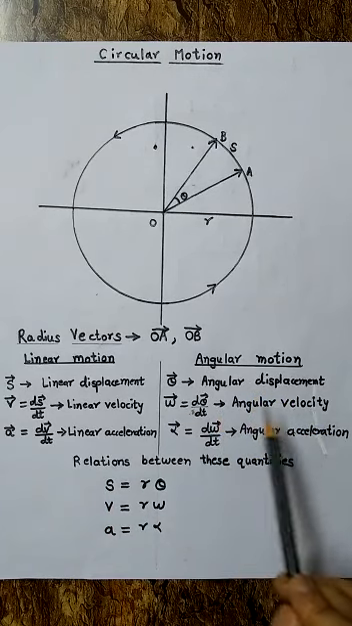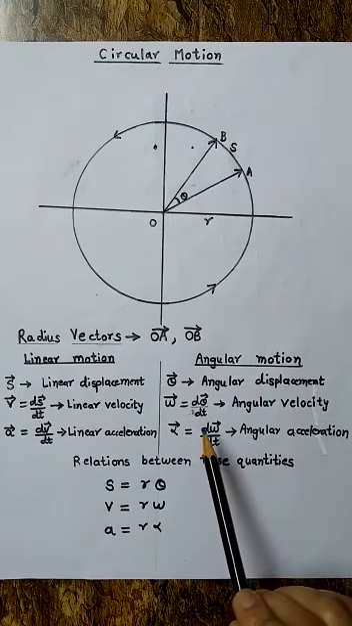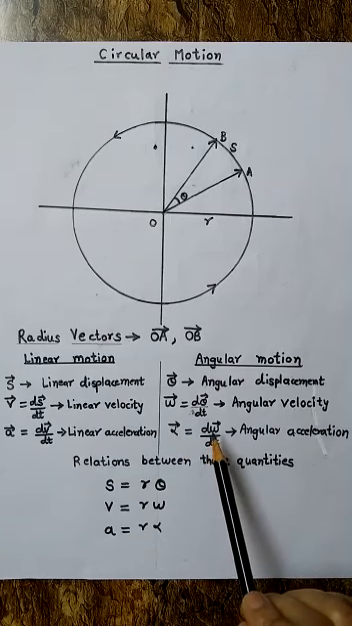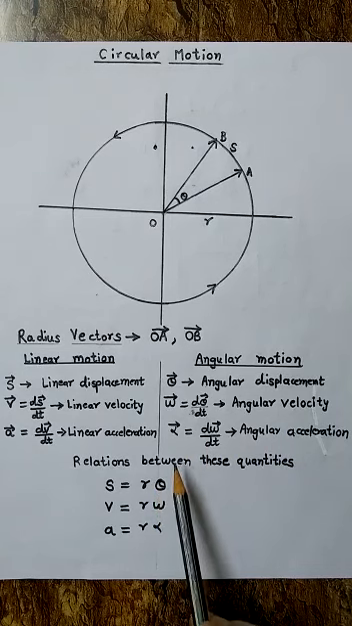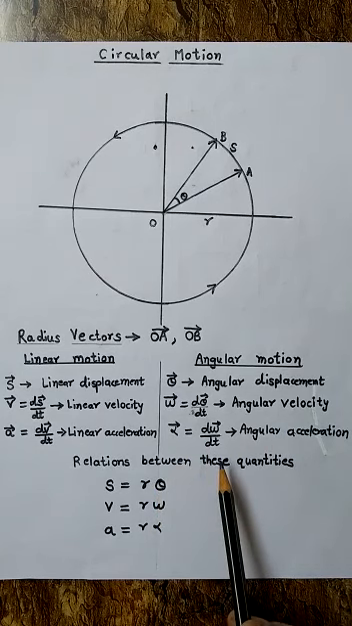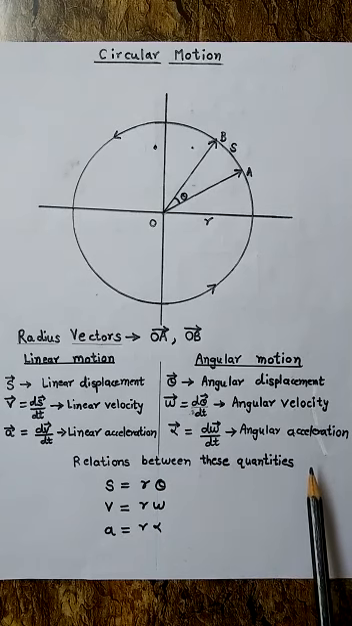Vector theta is angular displacement. Vector omega is equal to d theta by dt, that is rate of change of angular displacement, which is equal to angular velocity. Vector alpha is equal to d omega by dt, that is rate of change of angular velocity, which is equal to angular acceleration.